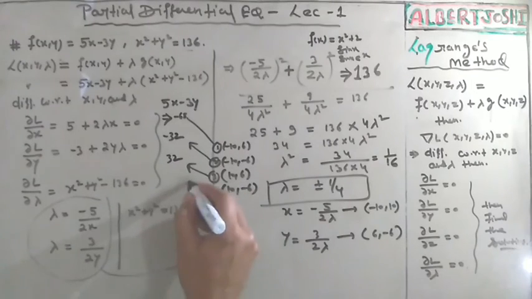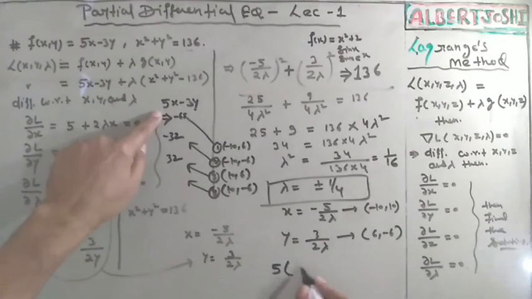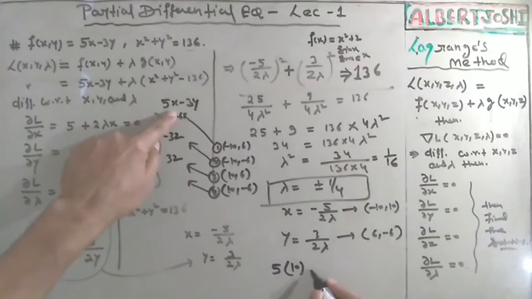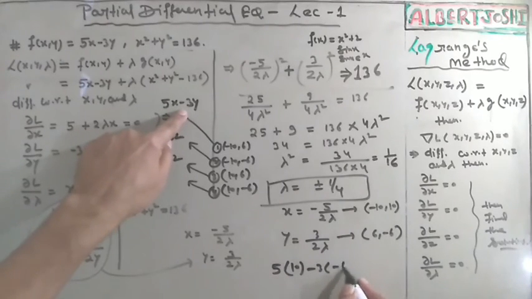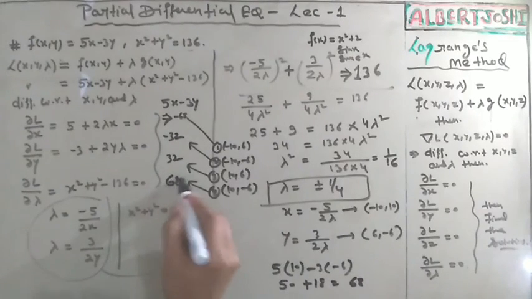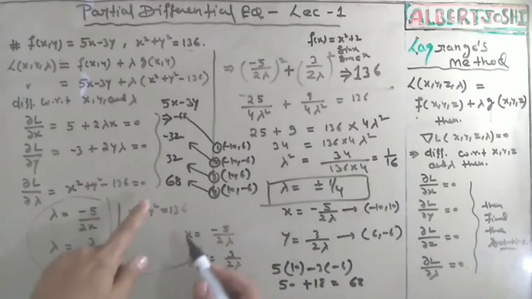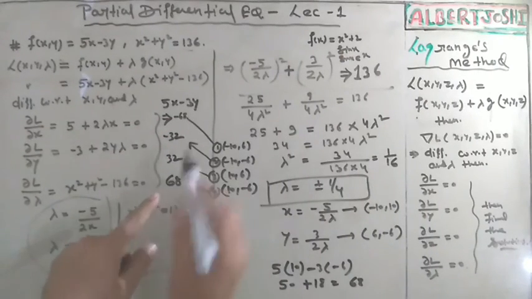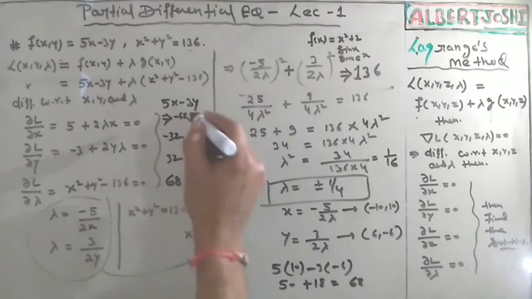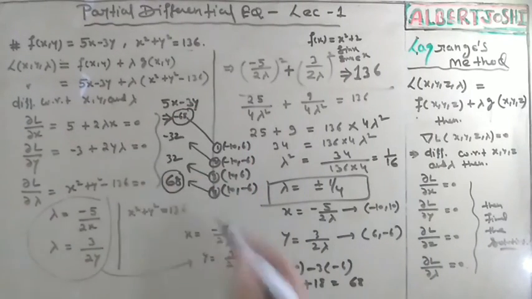Again you have to put the last value here: 5 into 10, minus 3 into minus 6. Now 5 into 10 is 50, plus 6 3 is 18, so this is 68. So you are getting four values: first, second, third, fourth. Which one is the greatest value and which one is the least value? You can see that is the minimum value and that is the maximum value.